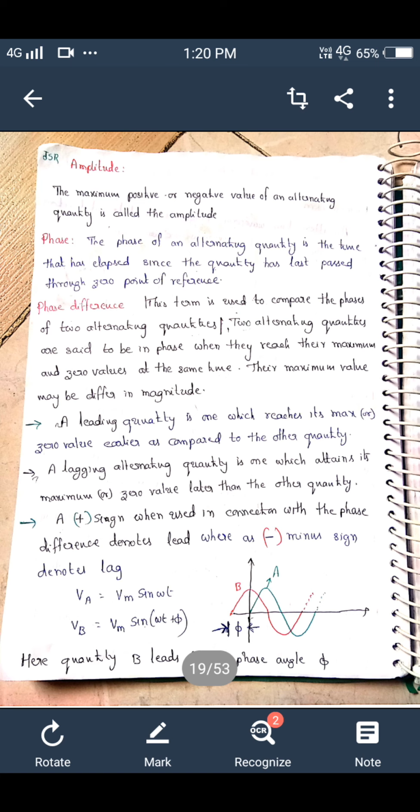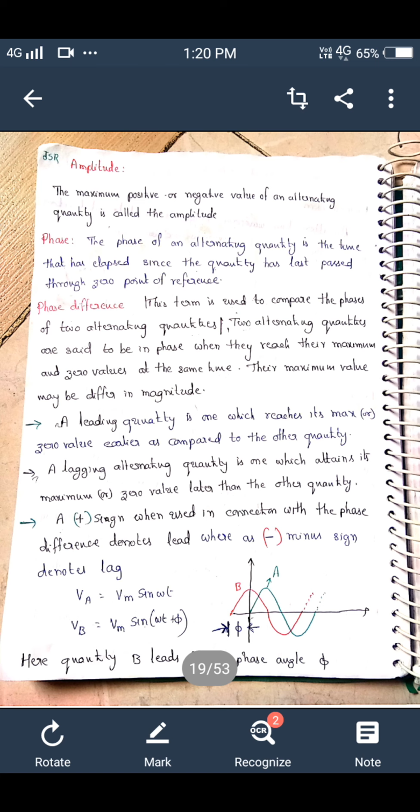Why? Because the inverse Fourier of a sine is also a sine wave. Suppose a differentiation, d by dx of sine gives cos, d by dx of cos gives sine, which means the signal shape you are getting is the same.